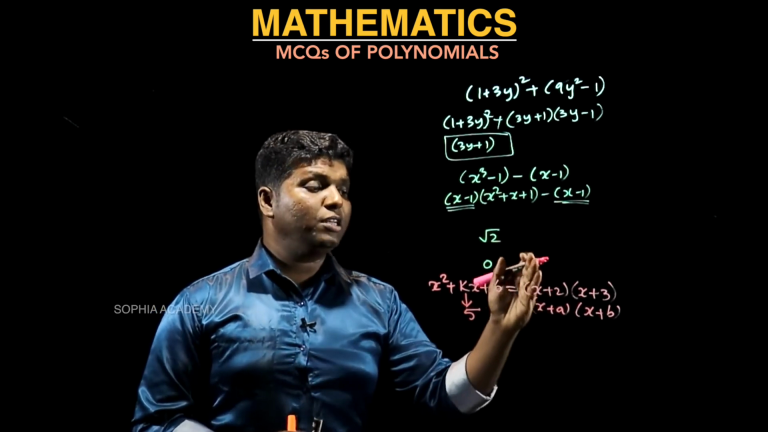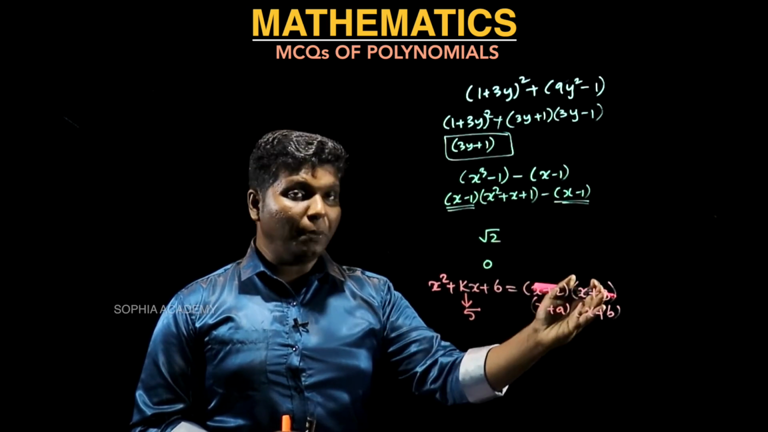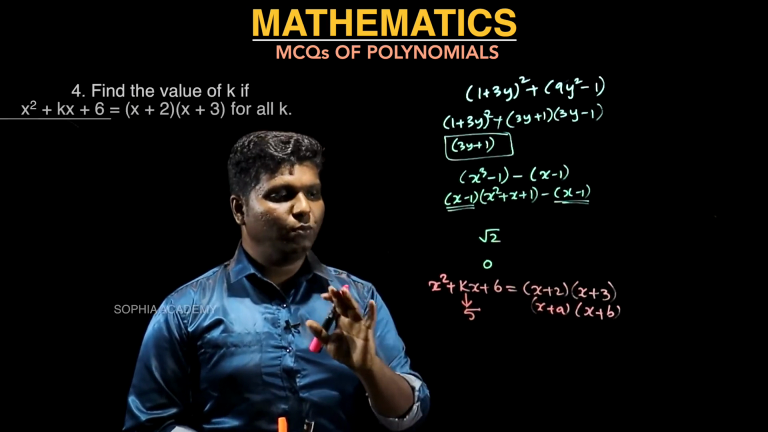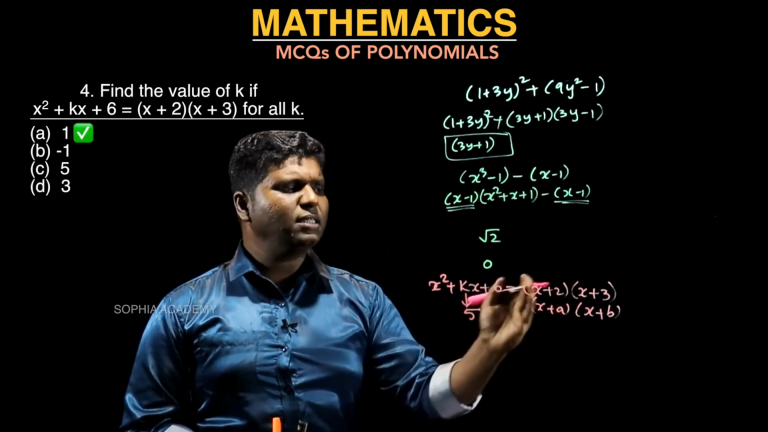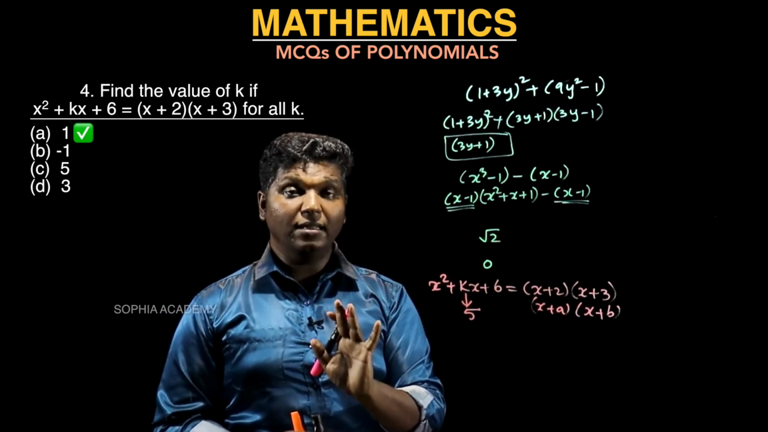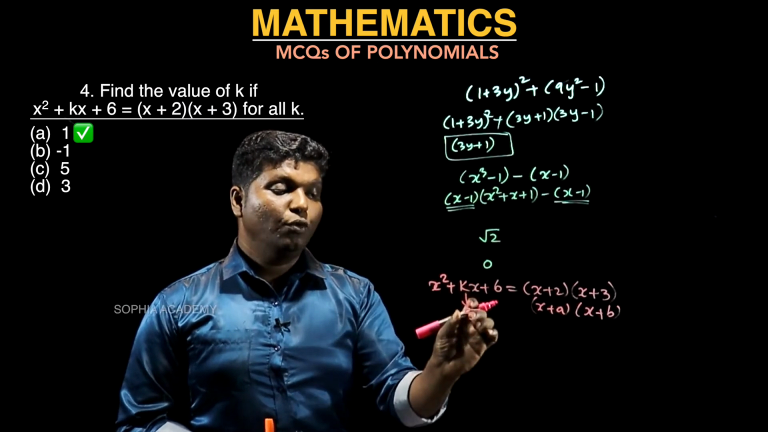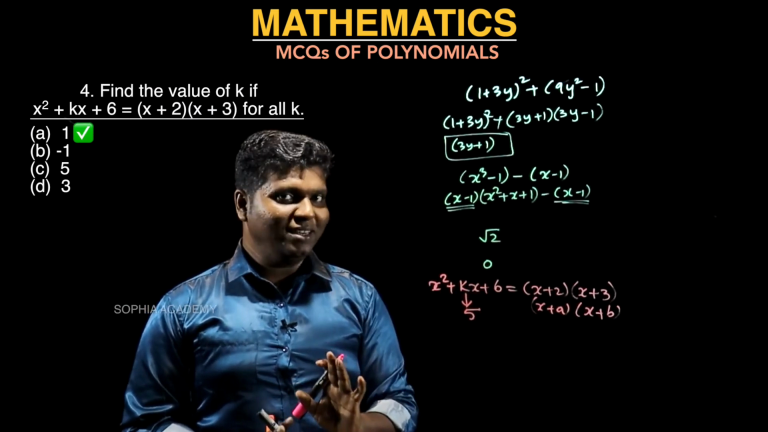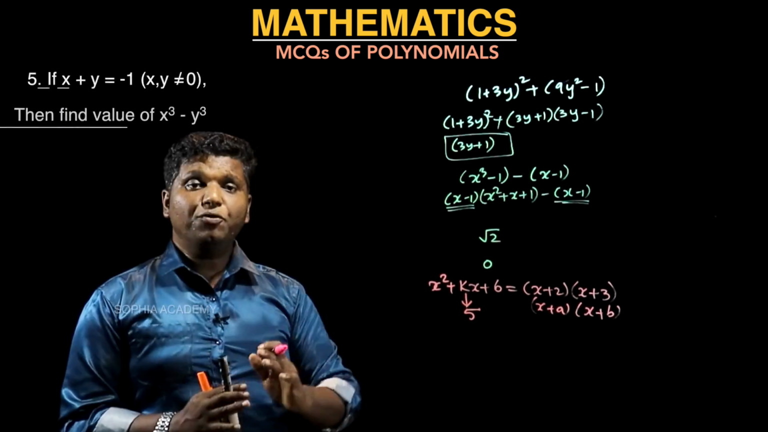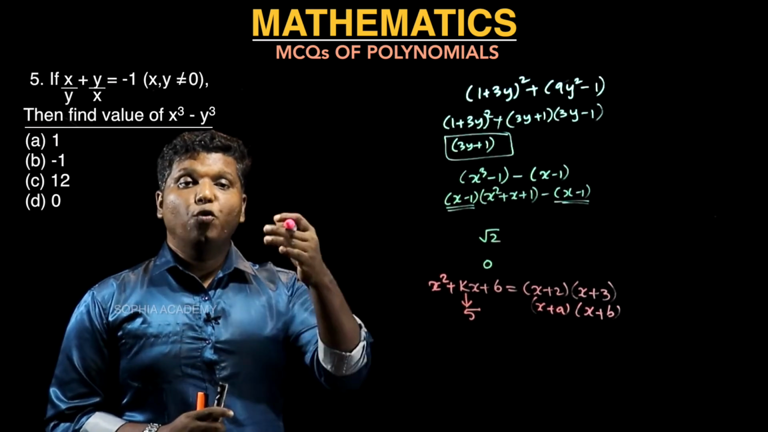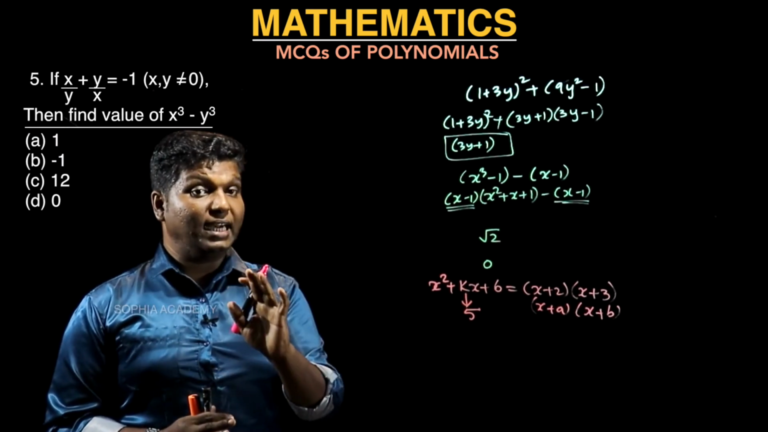And just think that if it is minus 2 here, minus 2 plus 3. What is minus 2 plus 3? It is plus 1. So the value of k will be 1. Like that. Just add the last numbers. Whatever the answer is, that will be the relevant value for k. Is that clear? Good. Next question. If x by y plus y by x is equal to minus 1. So there is a condition given here.